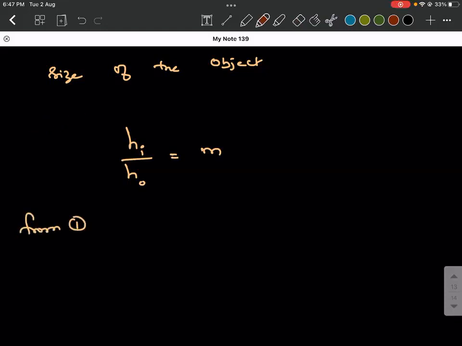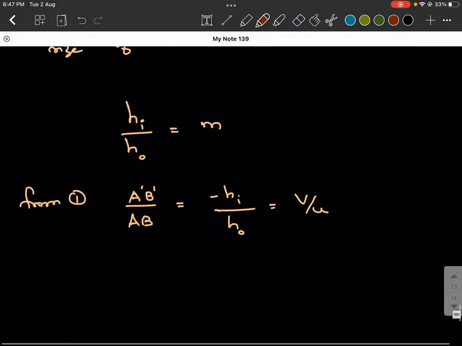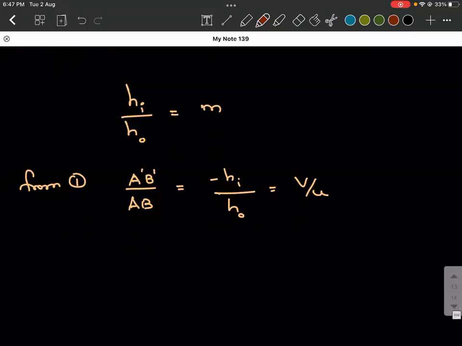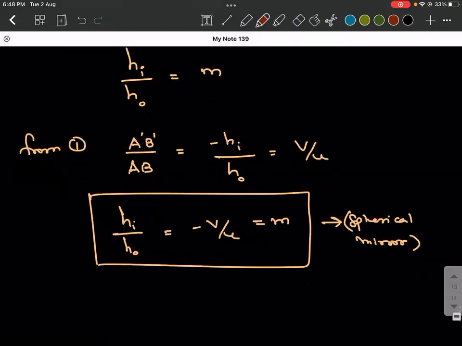Now, from 1, what I can say is the height of the image, A dash B dash, divided by the height of the object, AB. So A dash B dash is minus HI divided by AB, which is H naught. This is equal to V divided by U. But what we need is only HI by H naught. So HI divided by H naught will be equal to minus V by U. So the magnification with respect to a spherical mirror is minus V by U.